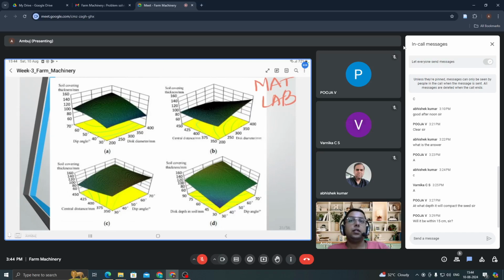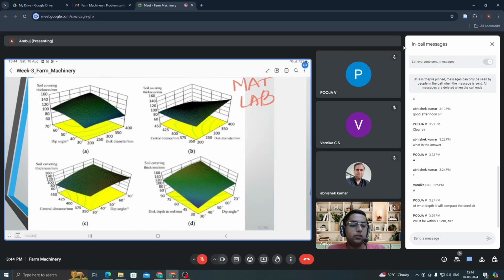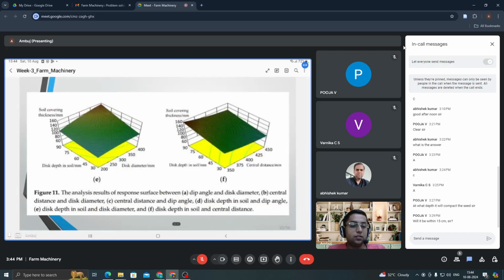Yes, this is the analysis of response surface plots between dip angle and disk diameter, central distance and disk diameter, then central distance and dip angle, then disk depth in soil and dip angle, then disk depth in soil and disk diameter, then disk depth in soil and central distance.